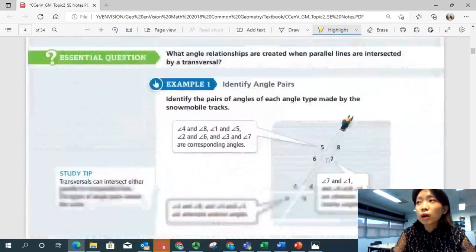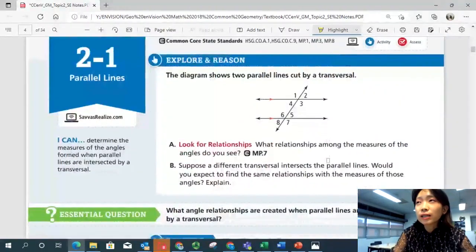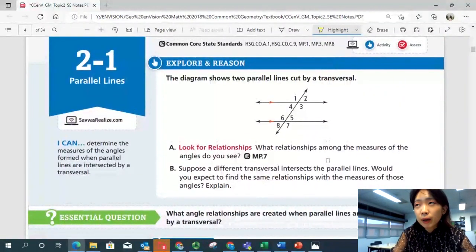If you look at lesson 1, it starts with parallel lines. In this lesson, we'll be able to determine the measures of the angles formed when parallel lines are intersected by a transversal. Let's start with explore and reasoning. The diagram shows 2 parallel lines cut by a transversal. What relationships among the measures of the angles do you see? Do you see any angles that might have a relationship?